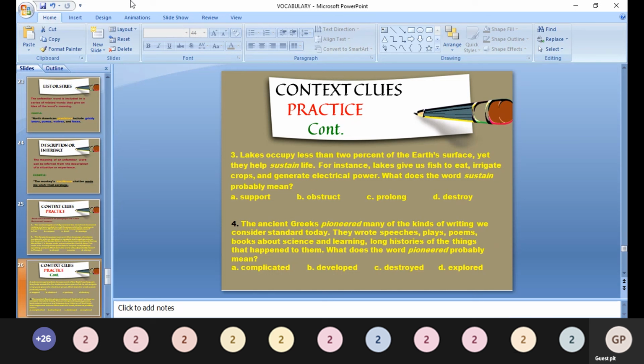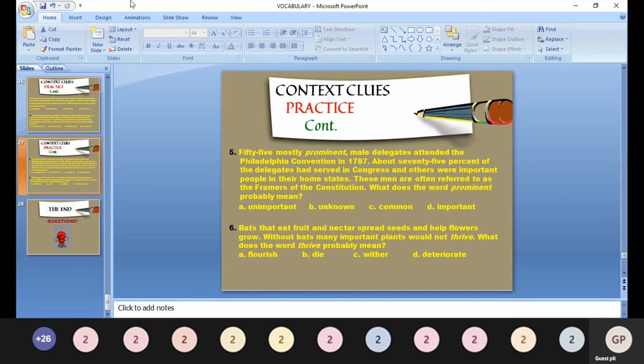The ancient Greeks pioneered many of the kinds of writing we consider standard today. They wrote speeches, plays, poems, books about science and learning, long histories of the things that happened to them. What does the word pioneered probably mean? Complicated, developed, destroyed, explored. See, they pioneered many kinds of writing we consider standard today. So they developed. So pioneered means developed.